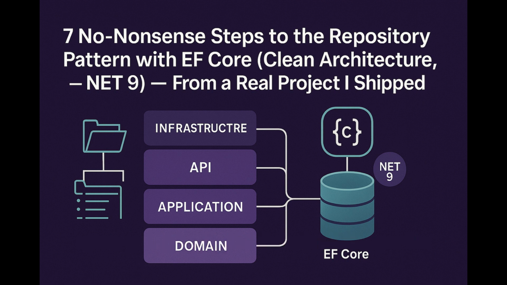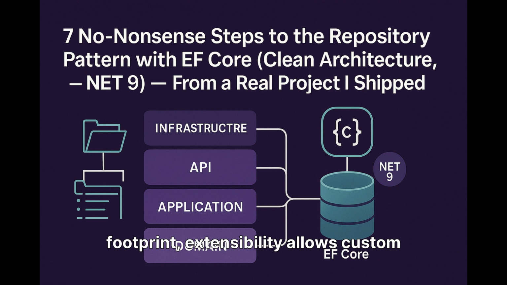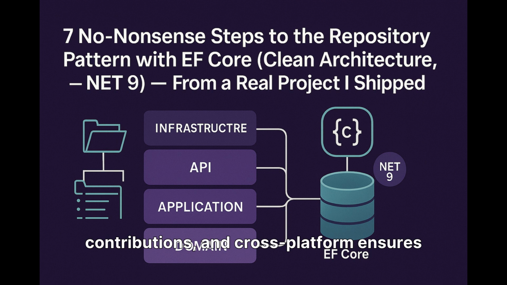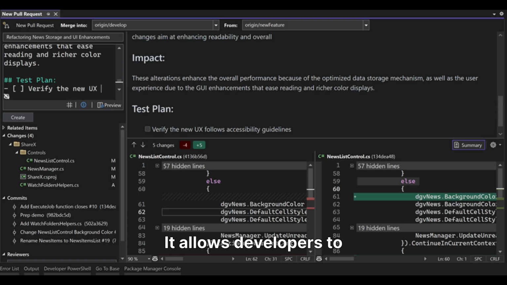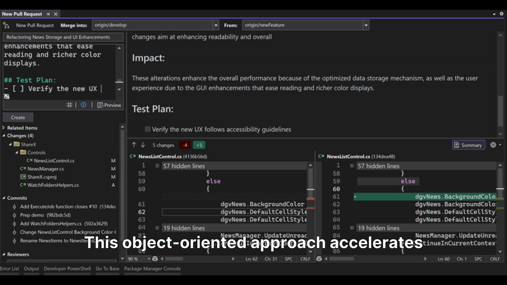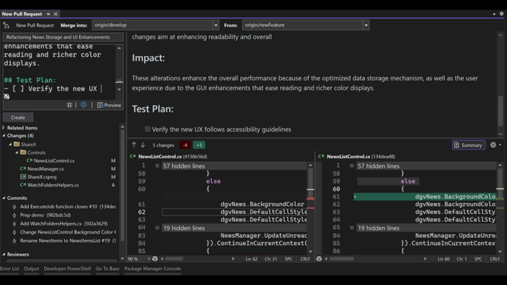Lightweight means a small footprint. Extensibility allows custom behaviors. Open source benefits from community contributions, and cross-platform ensures versatility across Windows, macOS, and Linux. It allows developers to interact with databases using .NET objects, significantly reducing boilerplate data access code. This object-oriented approach accelerates development and makes your code cleaner and more readable.